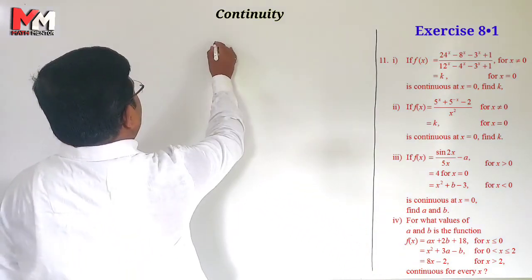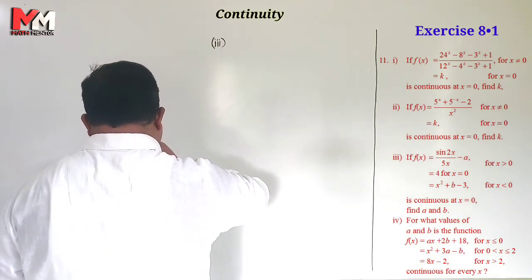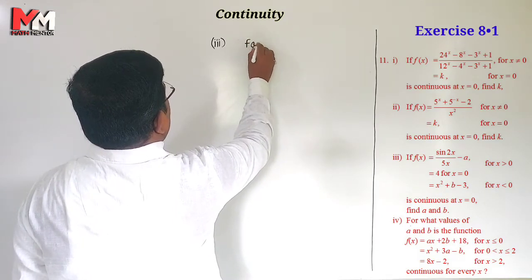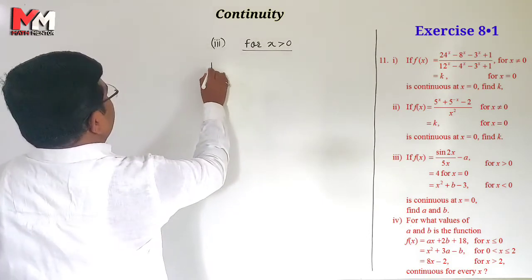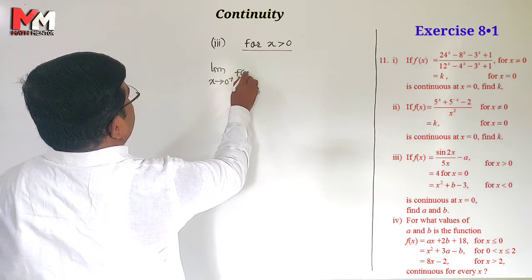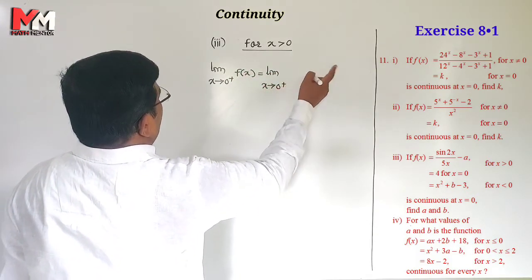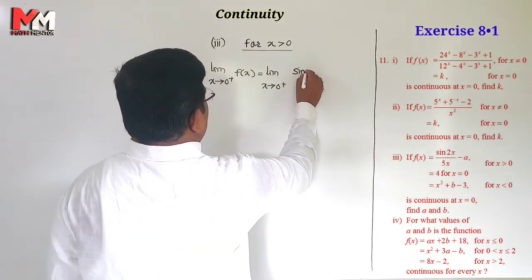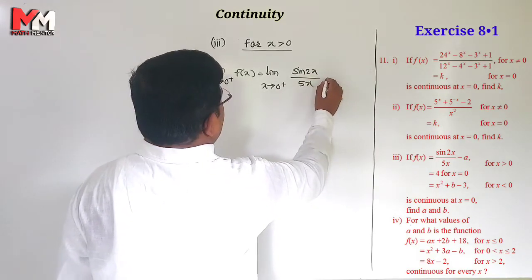So this is the example number third of question number 11. So here, for first, we will find the right hand limit. For x is greater than 0, x is greater than 0 means limit x tends to 0 plus f of x is equal to limit x tends to 0 plus, what is the function? Sin 2x divided by 5x minus a.